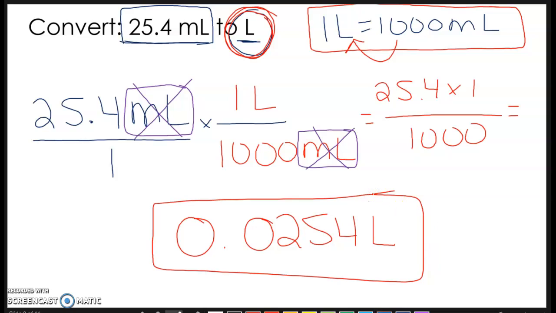Now, checking for significant figures, because sorry, that applies. 25.4 has 3 sig figs. This conversion right here, 1 liter to 1,000 milliliters, is an exact conversion, so that has unlimited significant figures. And so you always ask, which one has the least amount, unlimited or 3? 3 is definitely smaller, and so our answer should have 3 significant figures, and looking at it, it does. We're going to work a few more of these problems.